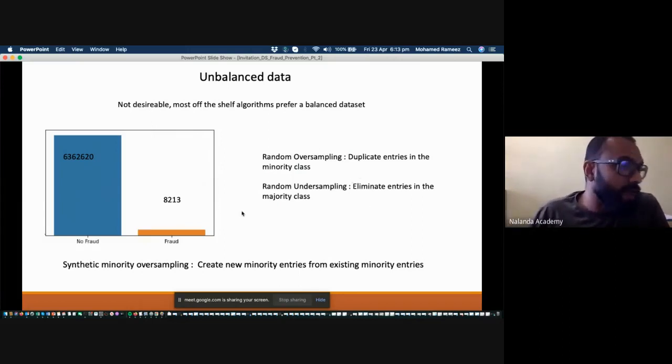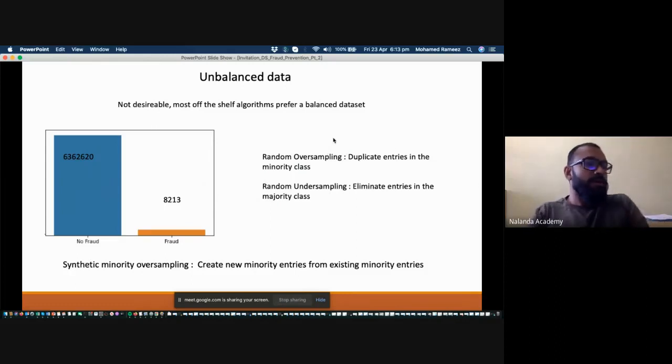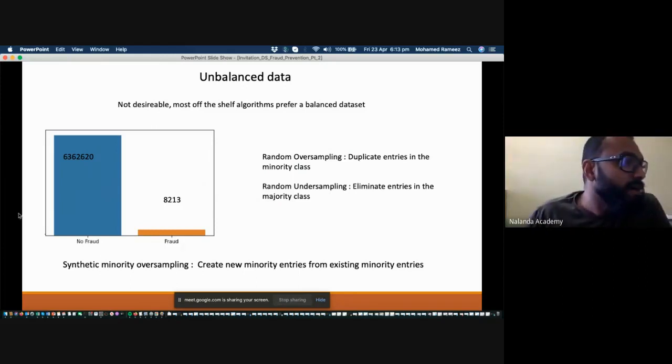You can also undersample your data. You can eliminate many of the data points randomly from this data set, so that it comes down to this level. But as you can see, these processes are not the preferred way. It is the crudest way to deal with unbalanced data. The most popular way, and one of the first things you'll be taught in almost any data science course, is something called synthetic minority oversampling, which is to take these 8,213 data sets and create fake entries using existing entries.